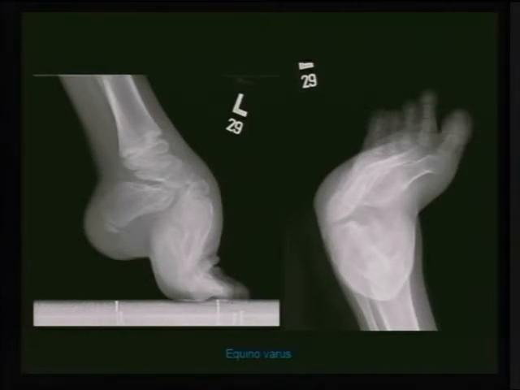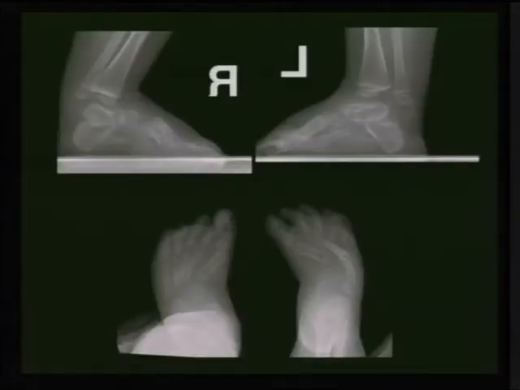This is equinovarus. We are coming to cleft feet. What does equinovarus mean? Equino is horse, varus is medial deviation. So why do they call it that? Because the horse doesn't walk on the ankle joint, and this child is walking on the toes, and it is going medial, and this is the commonest talipes equinovarus. And this is another example with an exaggerated arch, and it is equinovarus.